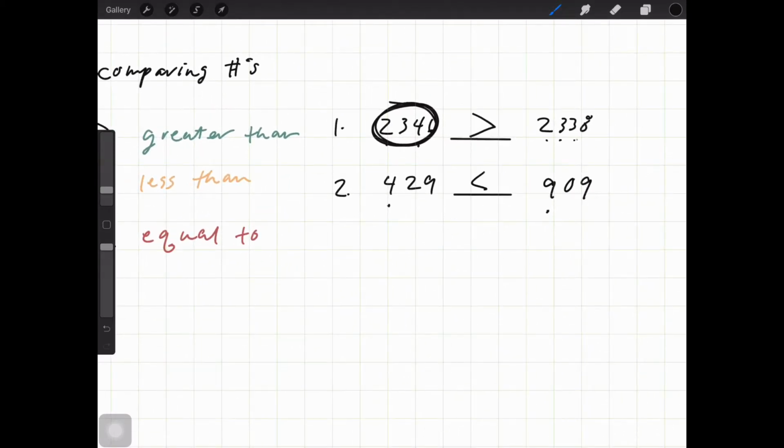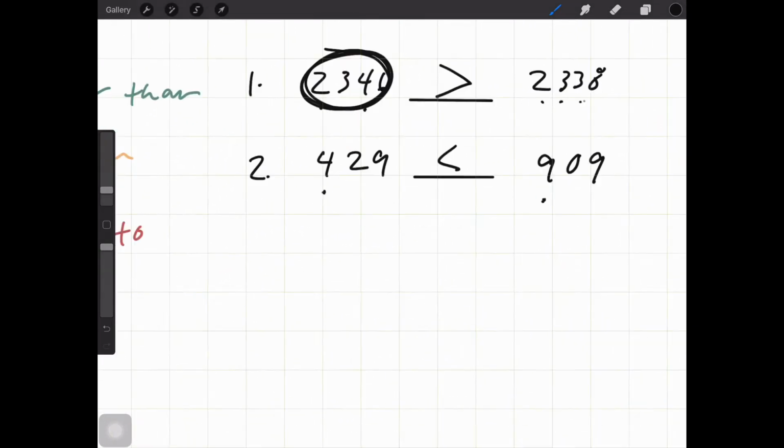So it might get a little confusing. You have to look at the number on the left. Always the number on the left.